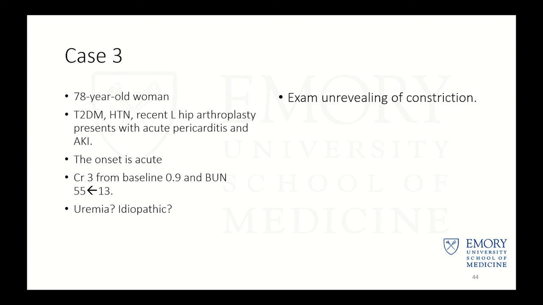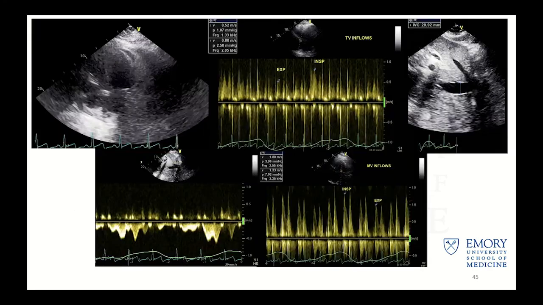Now she started having symptoms of heart failure the next day, so she had started having lower extremity swelling, some orthopnea, elevated JVD. So we sent her to the cath lab to do a constriction study. Now her etiology was likely idiopathic, but she did have an AKI during this admission, with BUN rising to 55 from 13. Unlikely to be uremic, but something to keep in the differential. She didn't have any significant exam findings of constriction other than elevated JVD.